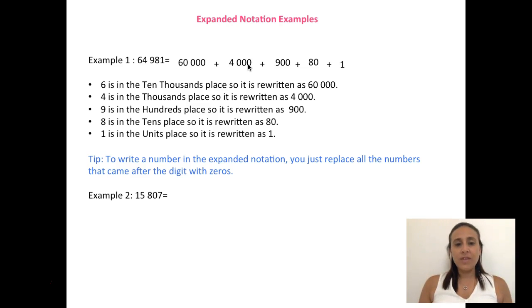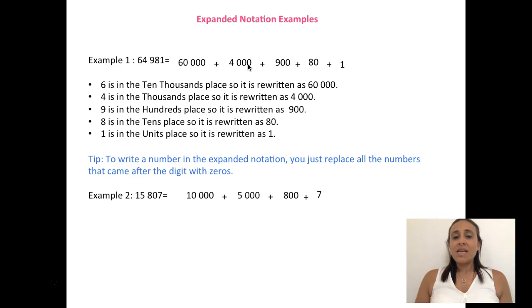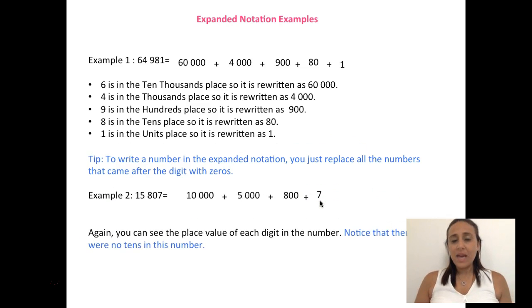The next example, 15,807, in expanded notation is 10,000 plus 5,000 plus 800 plus 7. As you can see, there is no value in the tens column, so we don't have to write anything. We can just skip it and move on to the units column. Again, you can see the place value of each digit in the number. Notice that there were no tens in this number.